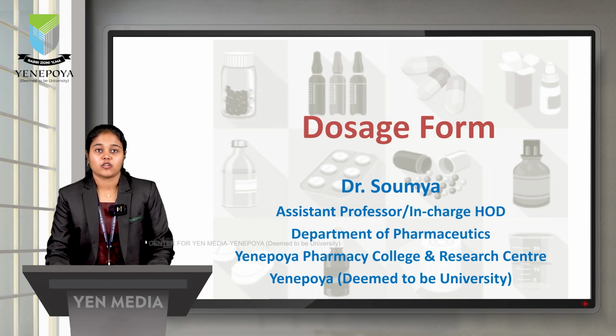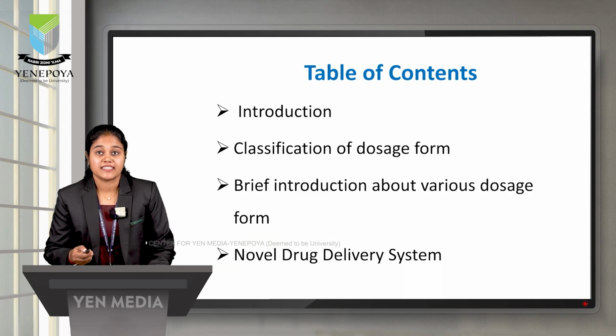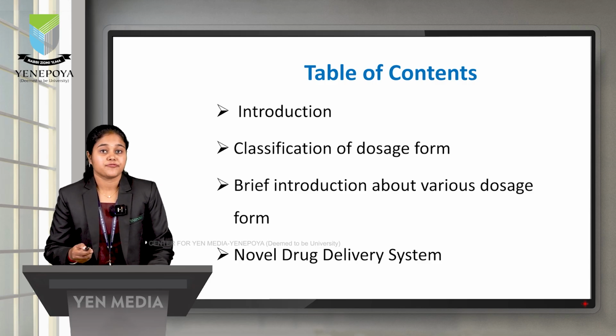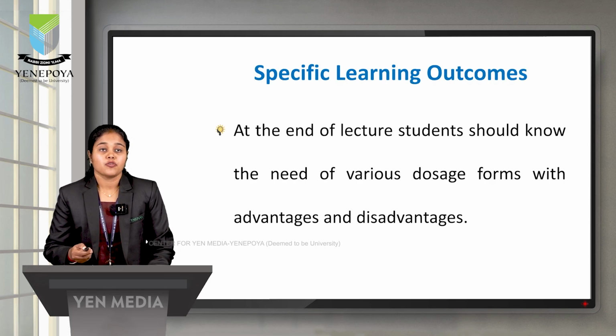So I will be talking on the topic today, dosage form. We will see what is dosage form and what are the contents we will discuss in today's presentation. These are the table of contents. First I will take up the introduction, classification of dosage form, and a brief introduction about various dosage forms for novel drug delivery systems. What are the specific learning outcomes after listening to this talk? At the end of the lecture, students should know the need of various dosage forms with advantages and disadvantages.